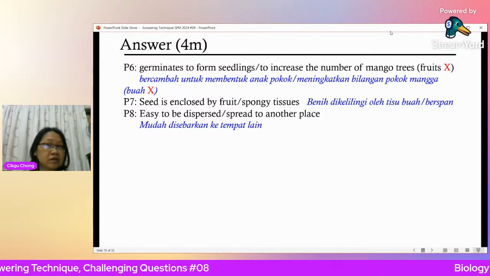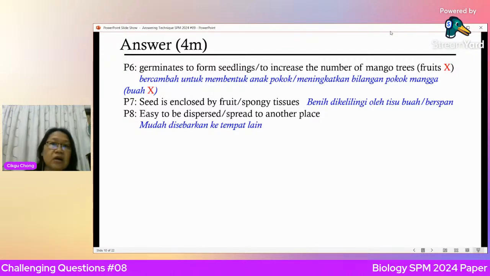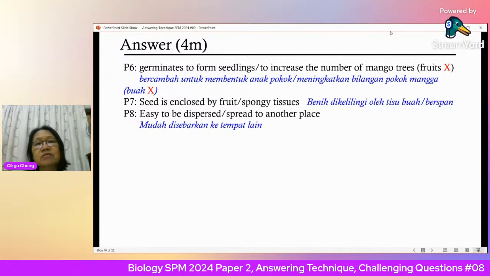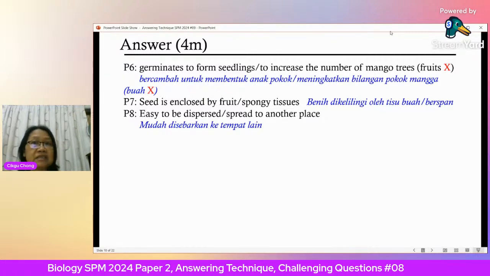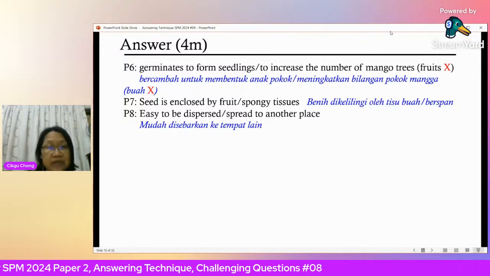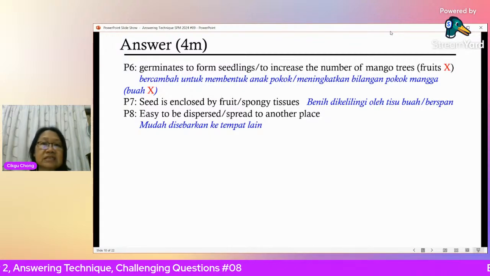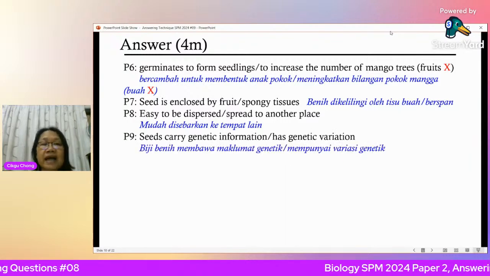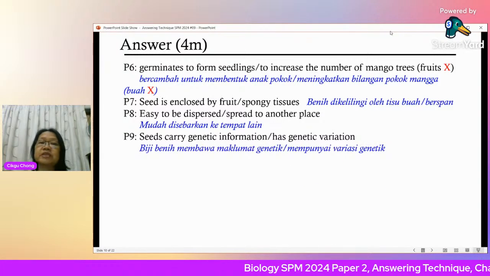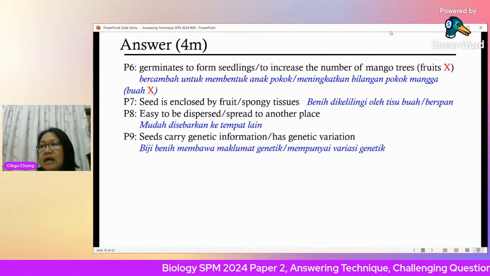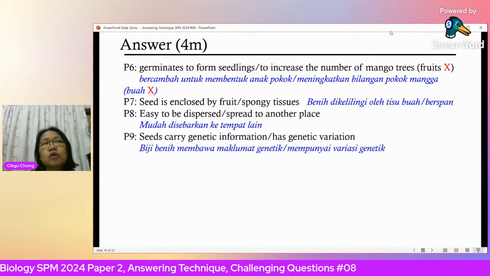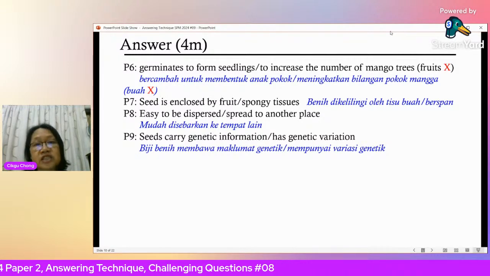Either you throw it into the dustbin, you throw it into the garden, or the animal eats it and it comes out in the feces. It can be spread. When the bird flies to another place, you will have the bird droppings. So in the droppings, you will have the seed. It can be easily spread to another place, and the seeds carry genetic information so that this plant will be able to survive. It will be able to carry on and have the next generation.